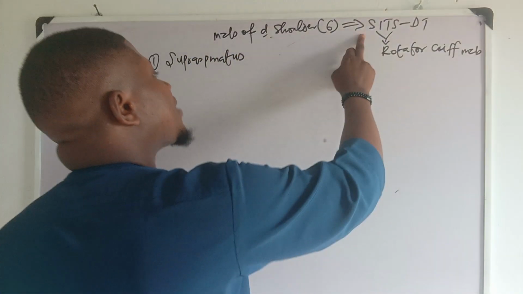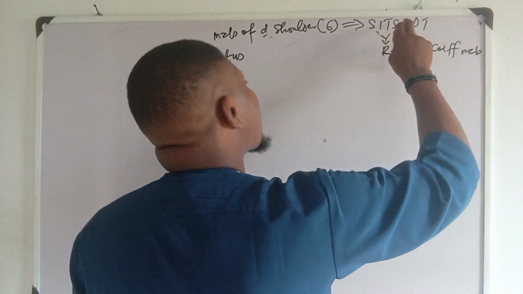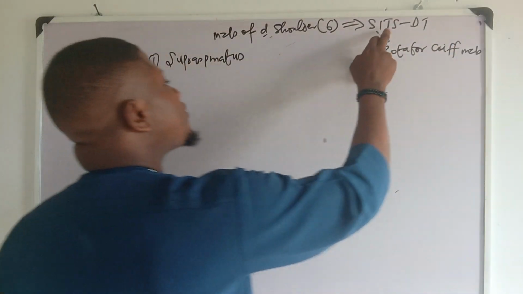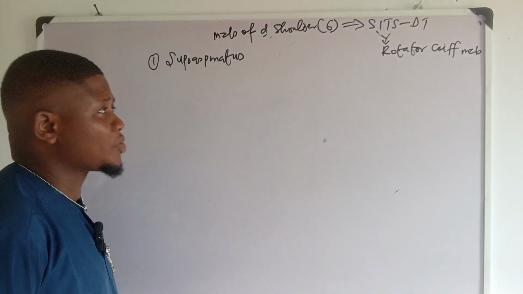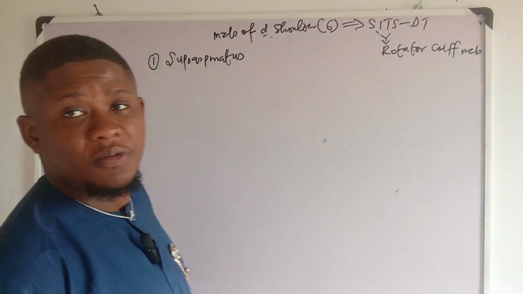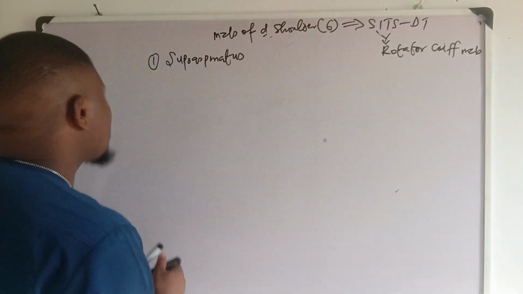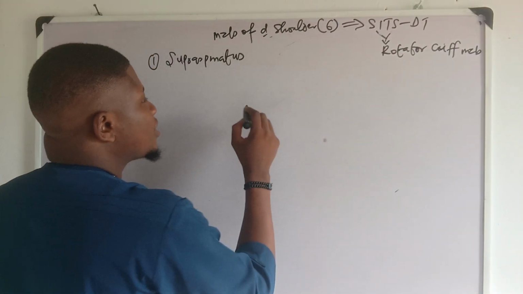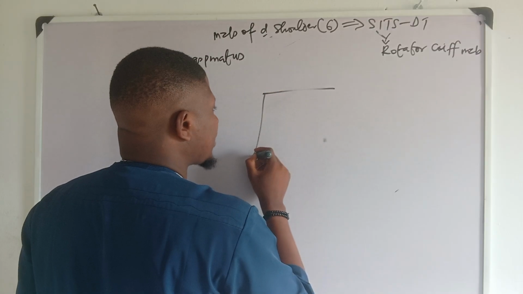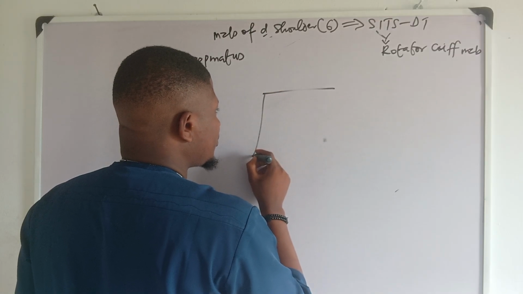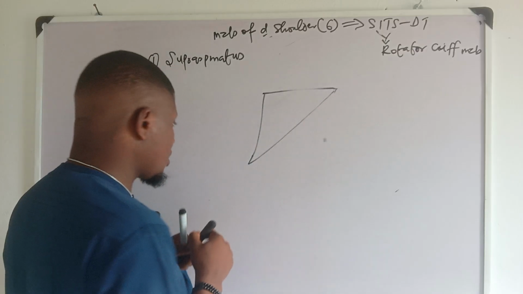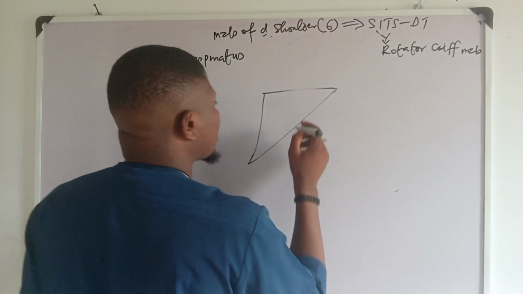So this is supraspinatus, infraspinatus, teres minor, subscapularis, deltoid, and teres major. Please don't confuse this T as teres major. It's minor. The teres in the rotator cuff is teres minor. Okay, so if you come to supraspinatus, first of all, let's say this is scapula.